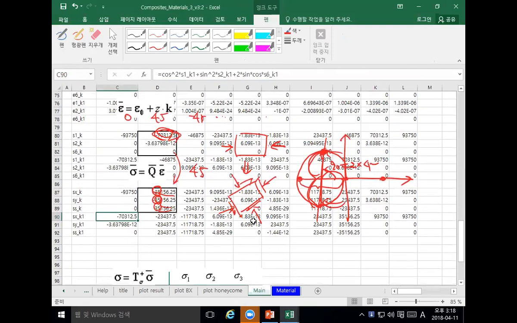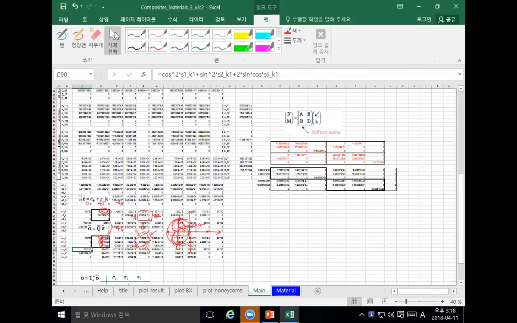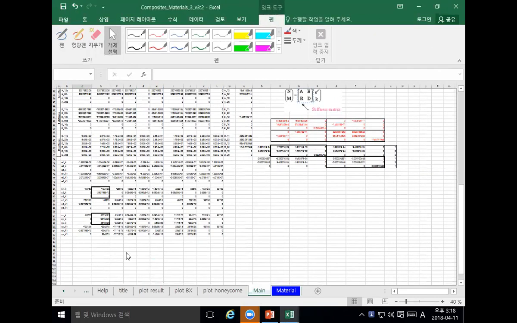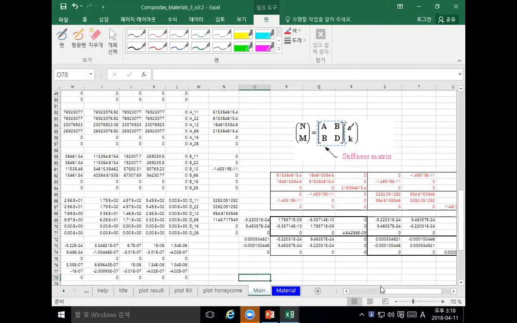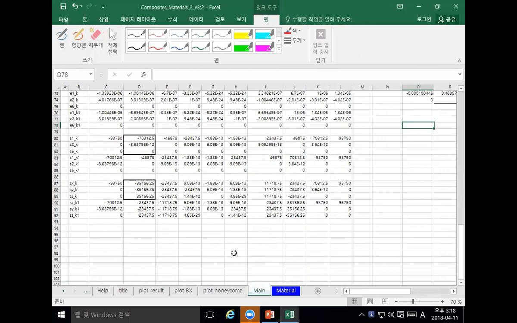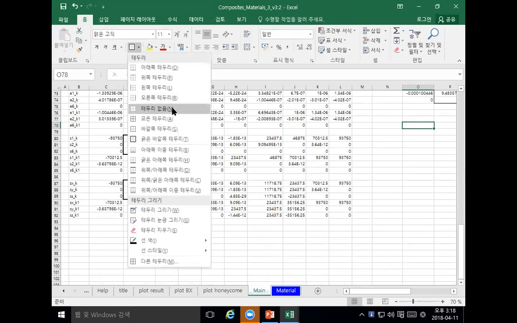Any questions so far? Okay, there may be some steps which are unclear to you. I surely understand that, but the point is that the overall steps we have to follow need to be clear.